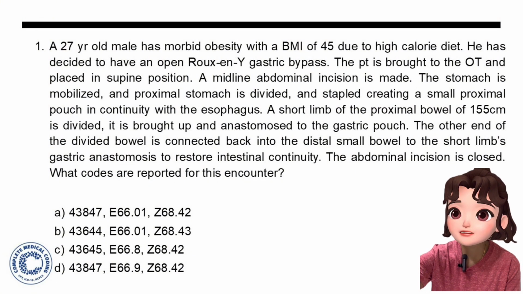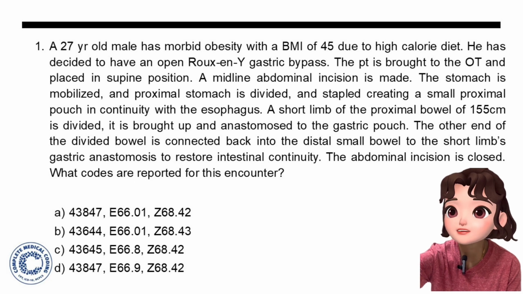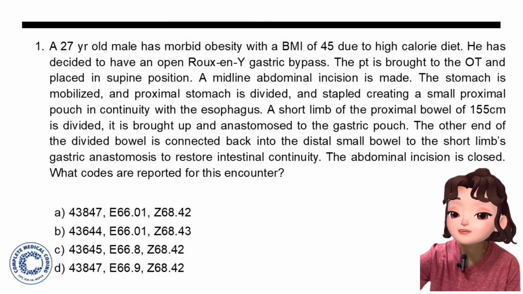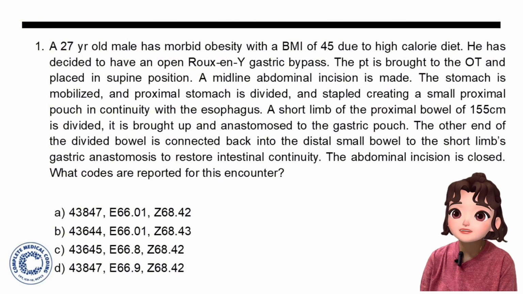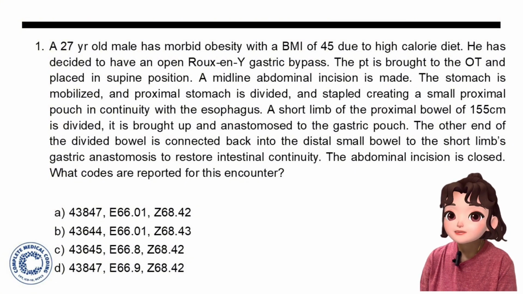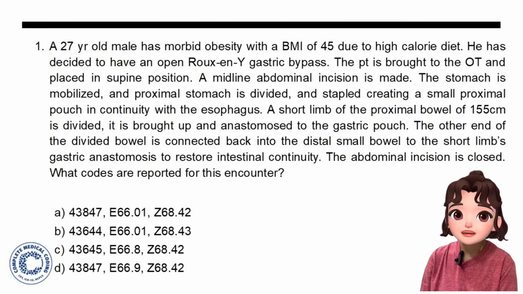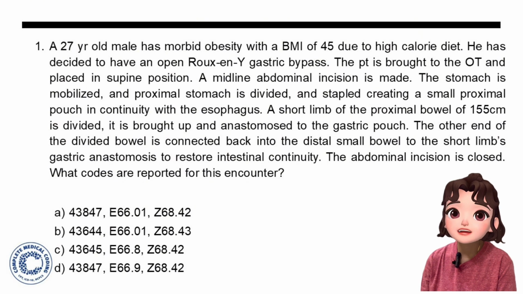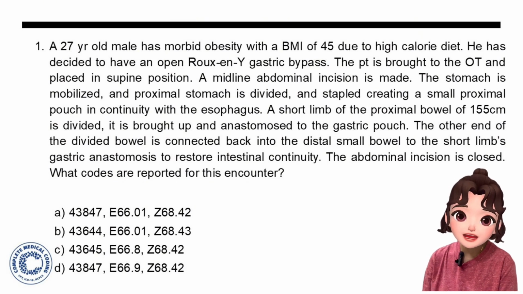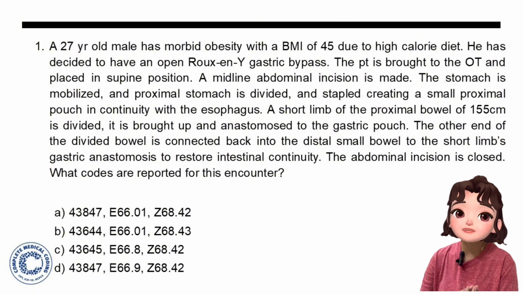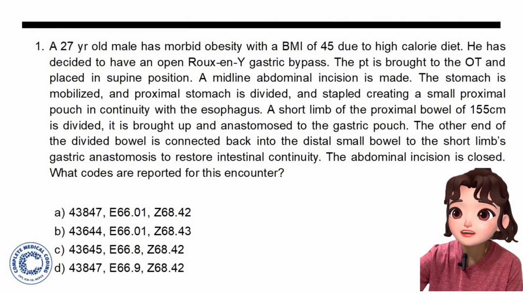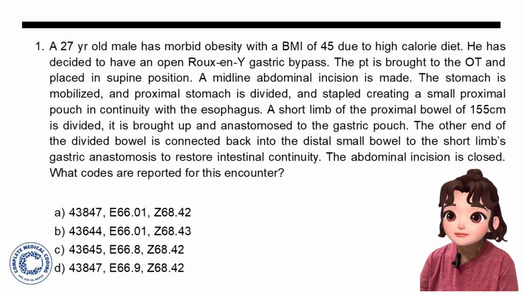E66.01. What is E66.01? Open your ICD code book and take E66.01. E66.01 is morbid, that means severe, obesity due to excess calories. Obesity is understood as high BMI, of course. So severe obesity due to excess calories. Yes, this is morbid obesity. It's mentioned in the question, morbid obesity. You can still check what is E66.9.